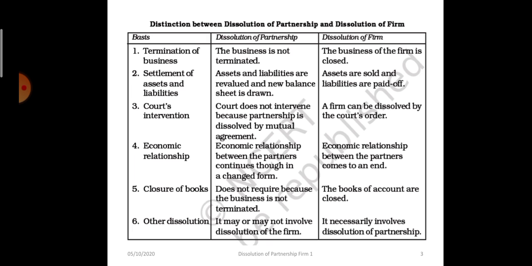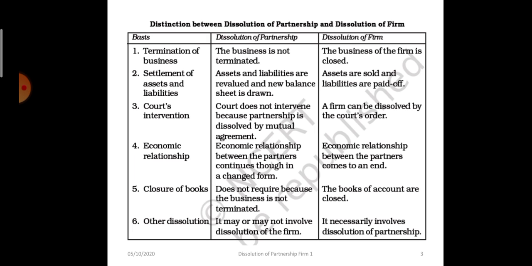Closure of books. Since the business continues and the partners continue to do business under a new agreement, in dissolution of partnership the books will not be closed, whereas in dissolution of partnership firm the books will be closed.